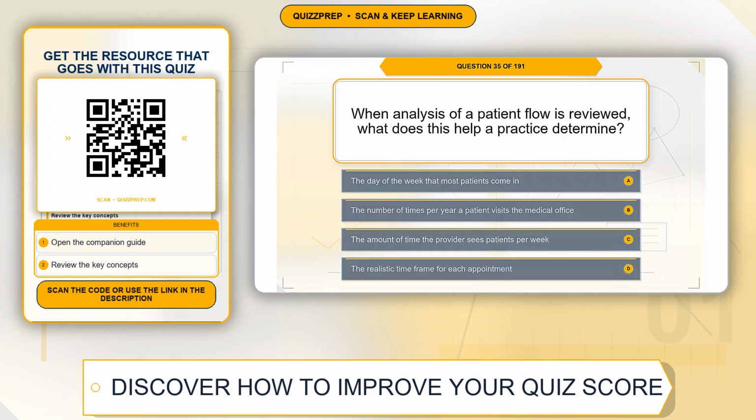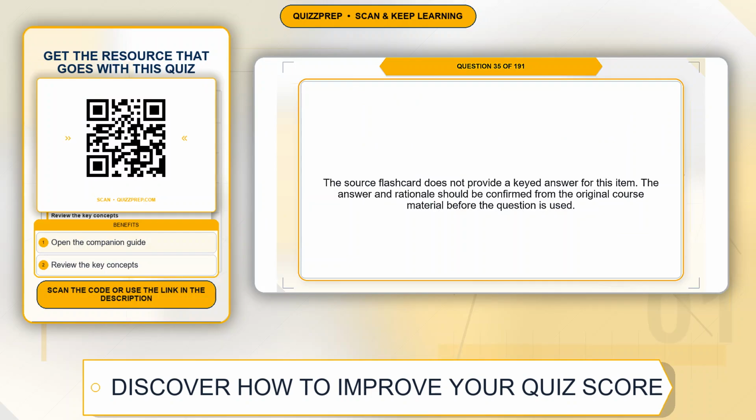The correct answer is now shown. Explanation. The source flashcard does not provide a keyed answer for this item. The answer and rationale should be confirmed from the original course material before the question is used.